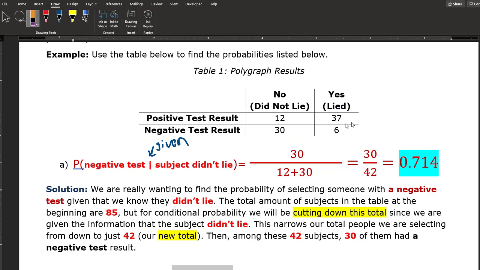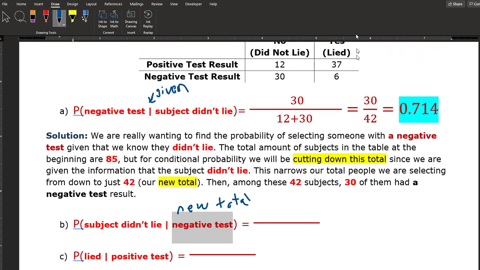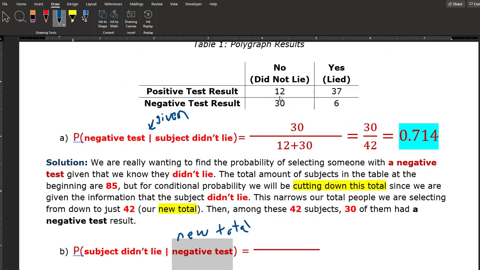I'm just going to get rid of these. We're given that they had a negative test. So this right here is kind of like my new total. I want to use these negative test results right here. This is going to be my new total. So negative test is going to be 30 and 6. That means I'm not even going to look at anybody who would have a positive test. Those people are canceled out for the rest of the problem.